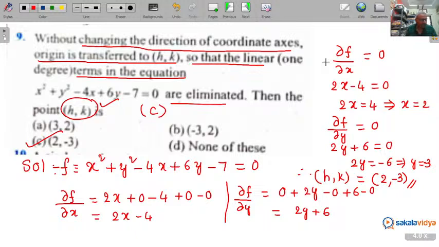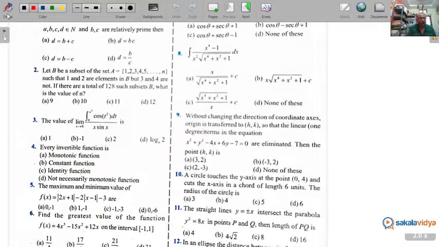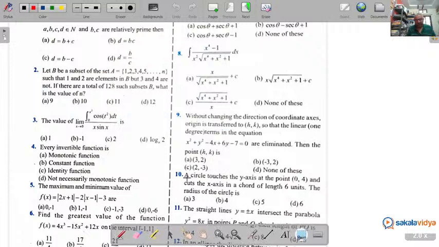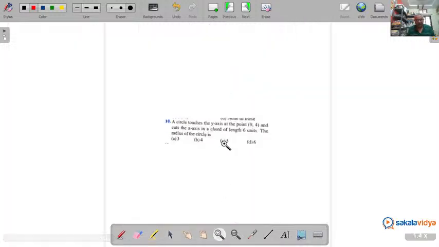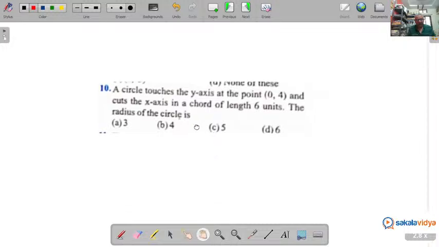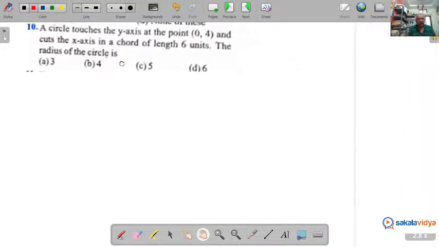Okay, next question is 10th question. So this is the 10th question, right. Let me read the question. A circle touches the y-axis at the point 0, 4 and cuts x-axis a chord of length 6 units. Then the radius of the circle we need to find out.